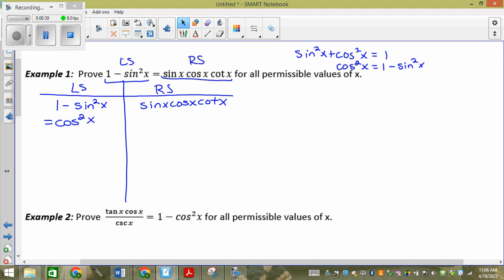And then I'm kind of stuck. I don't know what else I could do. Put it back to 1 minus sine squared x. So I'm going to stop on that side because I don't know what to do. What could I do on the right side? Sine x is sine x. Cos x is cos x. Could I do anything with the cotan maybe? Yeah. Turn it into cos over sine and then cancel sines.